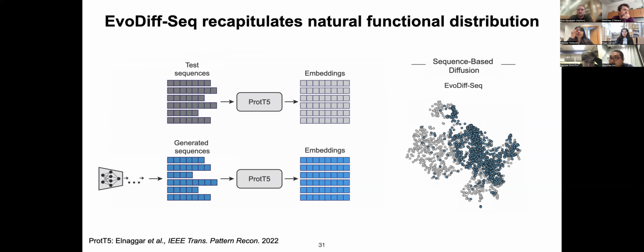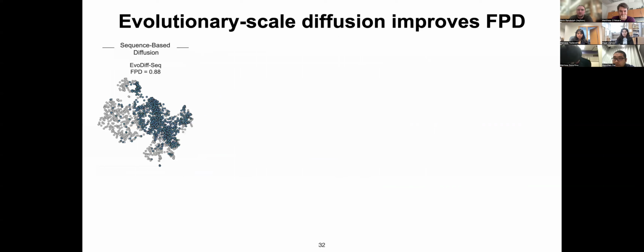I'm currently looking into what these regions are that are not covered well by our model. But we can also numerically represent this using what we call the Fréchet protein distance. This is just a Fréchet inception distance between the 2 embedding spaces, where a lower number is more desirable. Now, again, we can compare this to some of our key baselines.